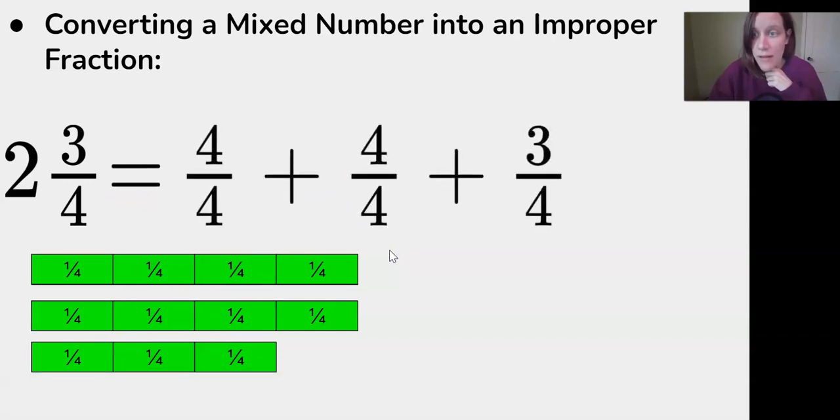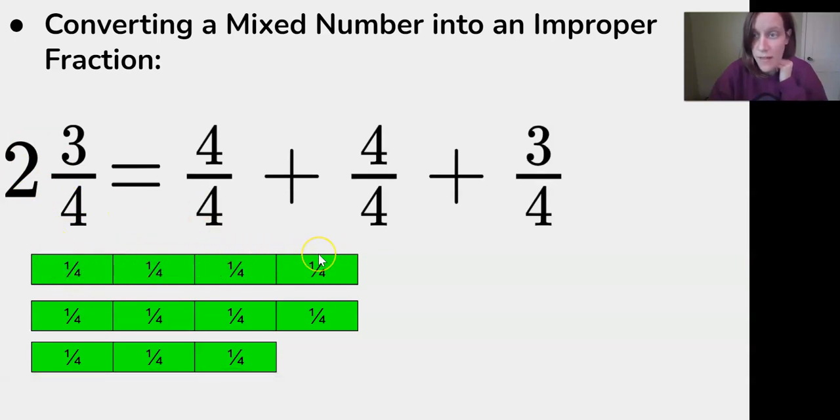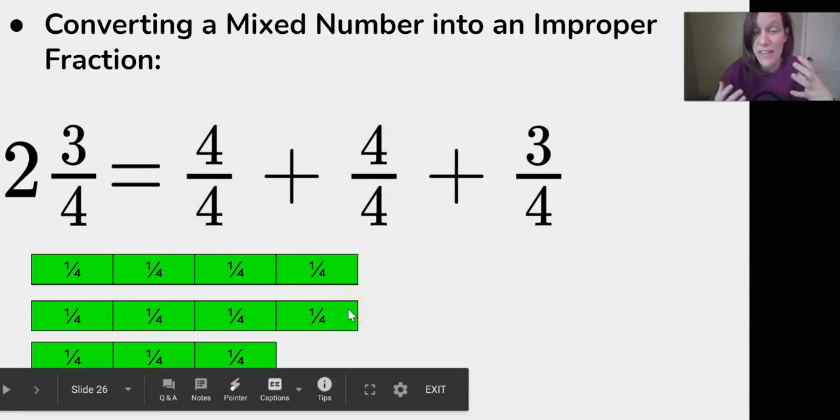We can also see that with our fractions. It could be rewritten like this. 2 3/4 is the same as 4 fourths right here, because that's one whole, and then another 4 fourths is one whole. That's where these 4 fourths come from, the 2 candy bars that we split into 4 pieces, but we still have all of the pieces. And then our 3/4 that we started with.